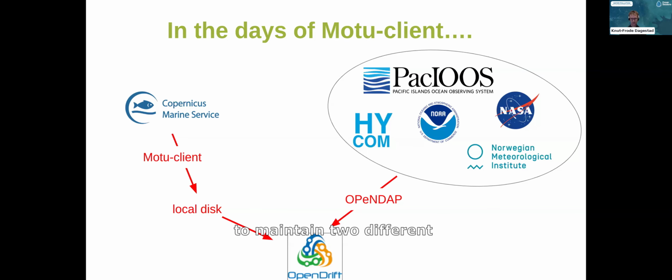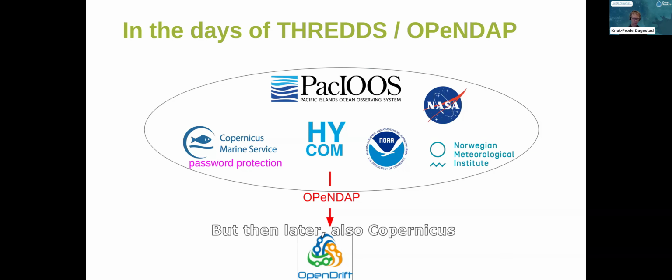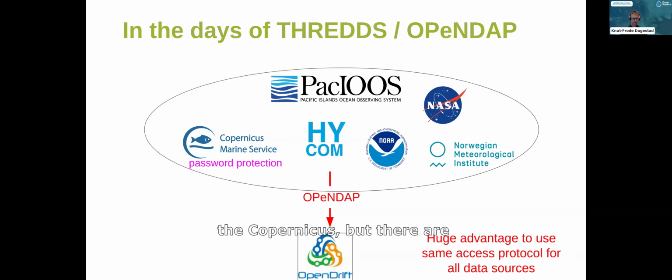because we needed to maintain two different solutions. And in any operational scheme, you want to make it as simple as possible, because any complexity or moving parts add to the complexity and decrease the robustness. But then later, also Copernicus complied with the OpenDAP data service, and that was much better, because then we had the same solution for all the data providers. Although we needed also the password for Copernicus, but there are solutions for that as well.